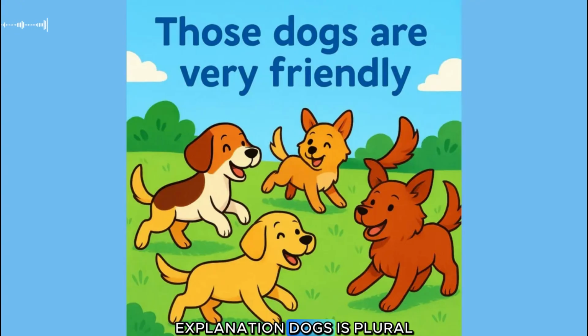Explanation. Dogs is plural, so we use are. Plural nouns always take are when describing their qualities, appearance, or condition.